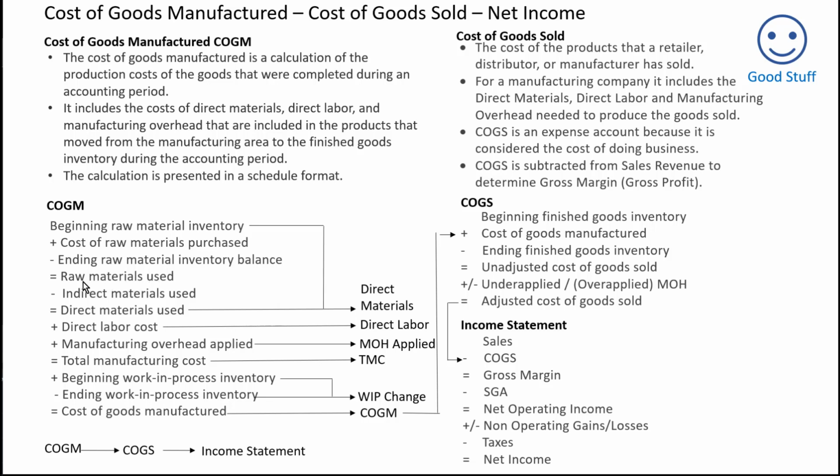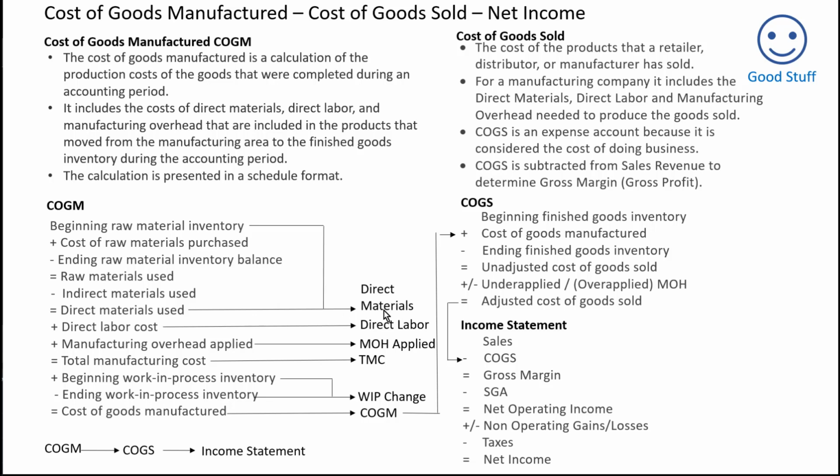Now, in this section, we're concerned about getting direct materials used. In that raw materials used, we have some indirect materials that were used during the period. So we have to subtract those indirect materials out of that raw material used amount to get the direct materials used.